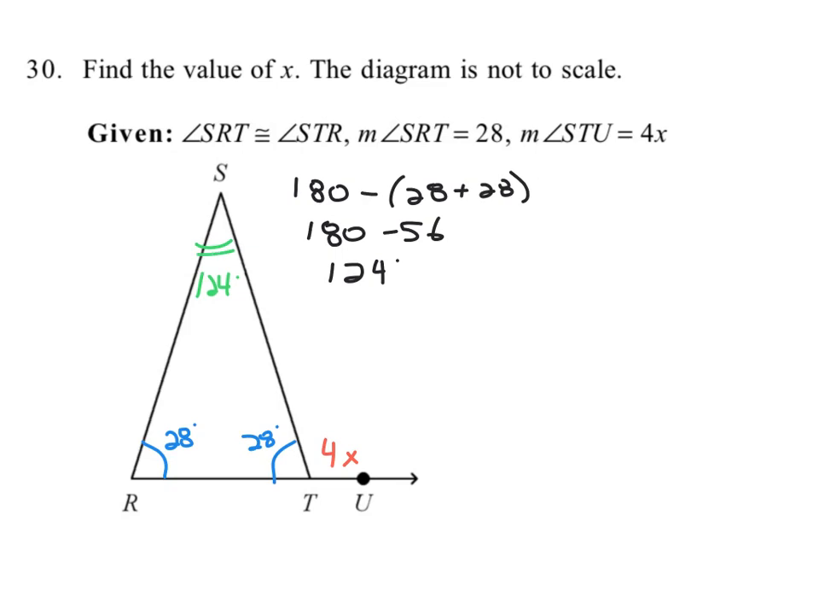Yep. And then we know that because of the remote interior angles theorem, or I'm sorry, what did I call it? It's the triangle exterior angle theorem. We know that this one, triangle exterior angle theorem, this exterior angle is equal to the sum of this and this together. So we can then set up the math problem that says 4x is equal to the sum of those two angles, 124 plus 28. Okay? Or 4x is equal to, let's see, 152 when you sum them together.